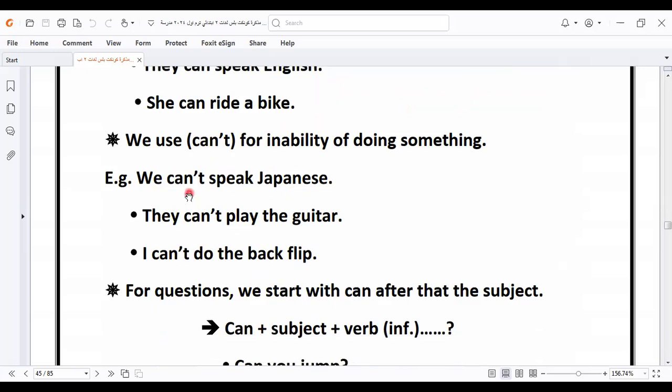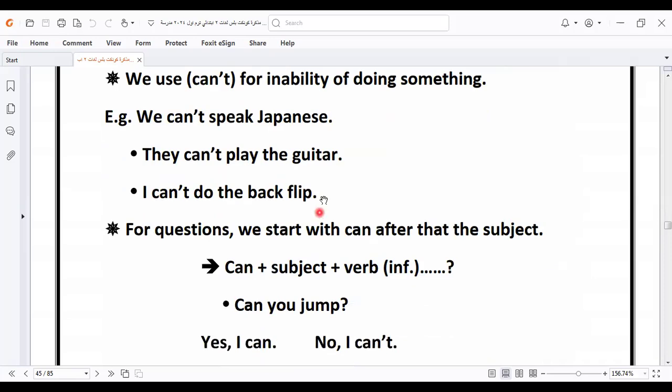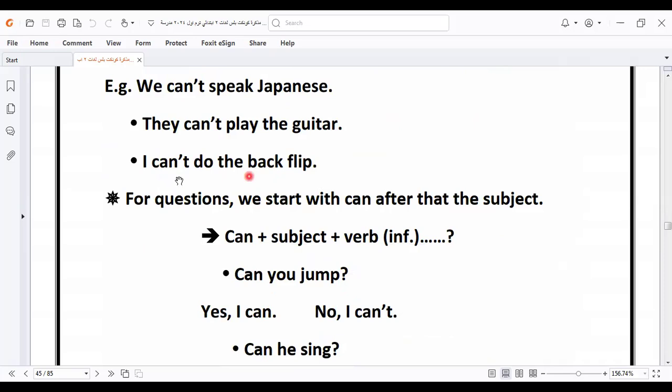Like I can't speak Japanese, so I don't know Japanese, so I can't speak it. I can't play the guitar. I can play piano, but guitar is difficult for me. I can't play it. I don't have an ability to play this musical instrument. I can't do the back flip.